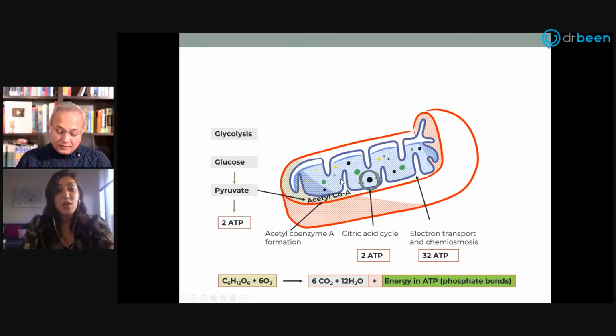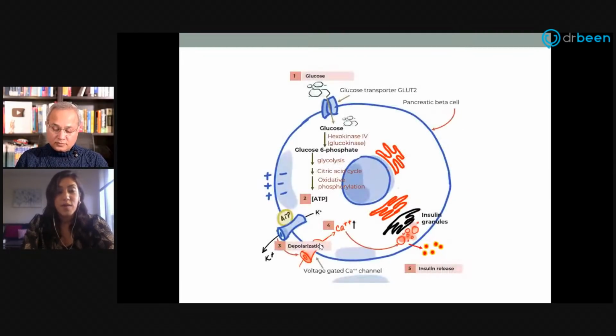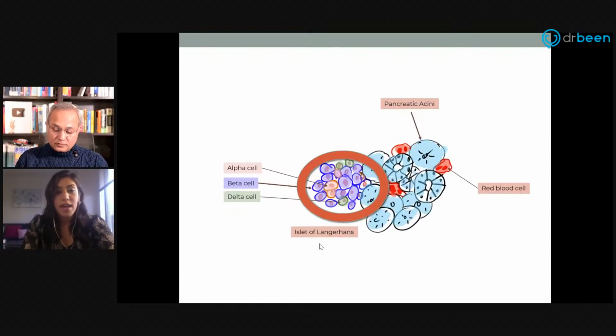So here, oh, we skipped the slide. I'm sorry, I forgot that I had the slide in there. So this is just showing you the process with the TCA cycle and the oxidation, which is going to lead to the ATP production, okay? So this is the step that we talked about before, the ATP interacts with the potassium ATP channels and then the calcium influx. We can go to the next slide. Okay, and this is just an overview of the whole pathway again.